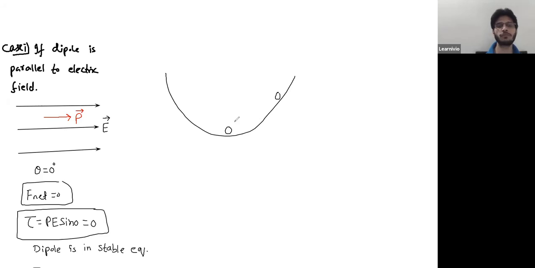I gave this example of a bowl. This is the equilibrium position. If I disturb it and the body regains its equilibrium position, then you would say that equilibrium was stable. So in stable equilibrium, the body will regain its equilibrium position on being disturbed.